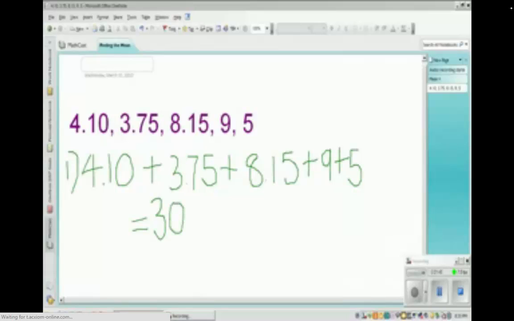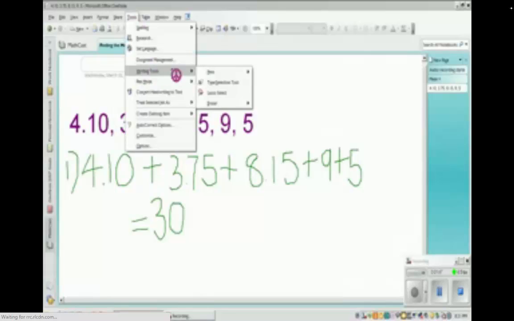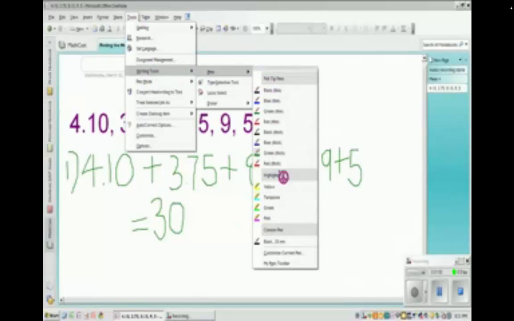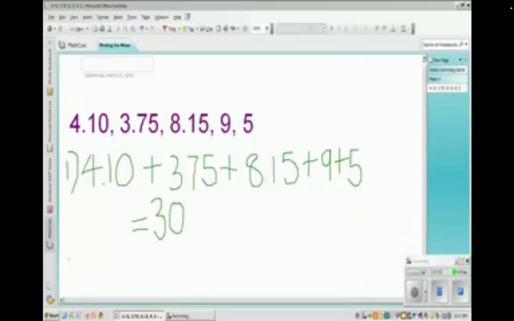We have now completed step 1, and step 2 is even easier. Step 2 is to divide the sum, which we know is 30, by how many numbers there are. So we divide 30 by 1, 2, 3, 4, and 5. Because there are 5 numbers, we divide 30 by 5. 30 divided by 5 gives us a total of 6.